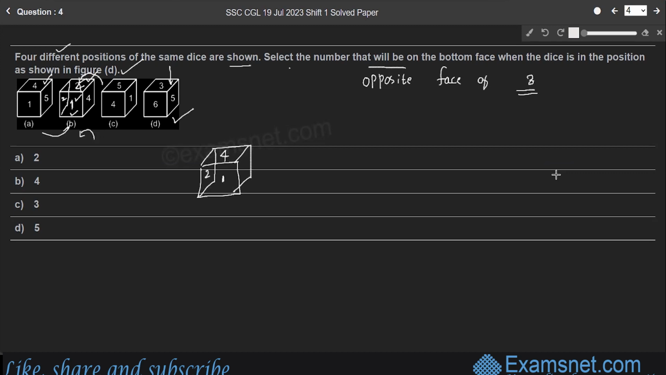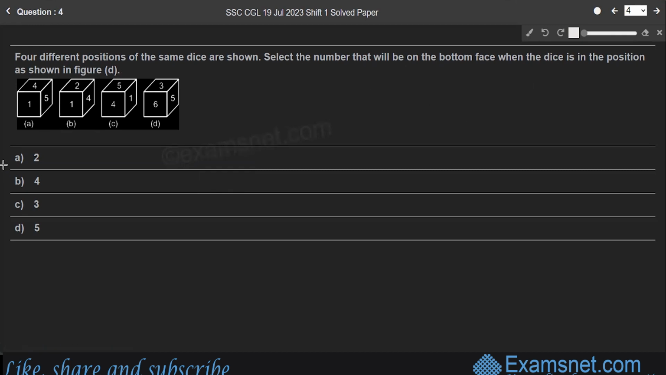Compare this with the first position A. In it, 1 is the front face, 4 is the top face, 5 is the right face. So we'll write this, right? So therefore, we can say 2 and 5 are opposite faces, right? So we'll consider opposite faces. Face 2 is opposite to face 5, right? So we'll consider only opposite faces. 2 is opposite to 5, right?